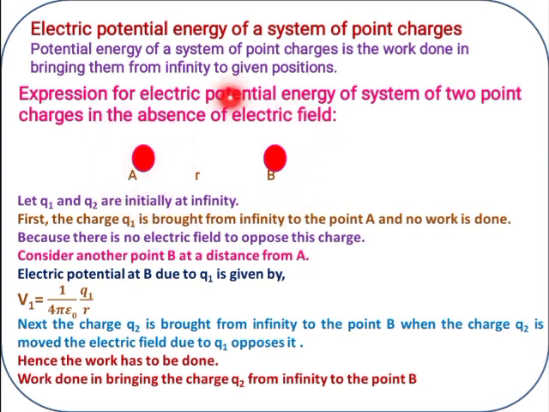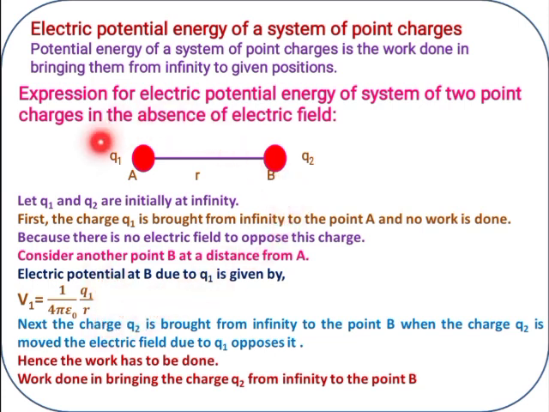Due to this charge, an electric field is present here. If I bring one more charge and fix that charge at B, definitely there is work done. The distance between A and B is R, and the two charges are denoted by Q1 and Q2. Now the electric potential formula: V is equal to 1 by 4 pi epsilon naught Q1 divided by R. We already discussed the electric potential formula in the previous videos. The general expression is V equal to 1 by 4 pi epsilon naught Q by R. But here I mention V1 and Q1, because the electric potential due to this charge is V1 equal to 1 by 4 pi epsilon naught Q1 divided by R.